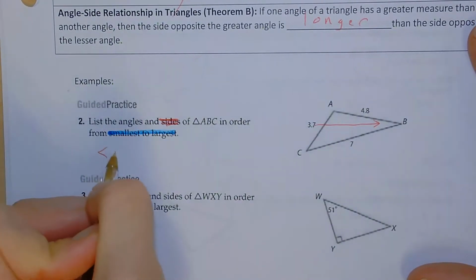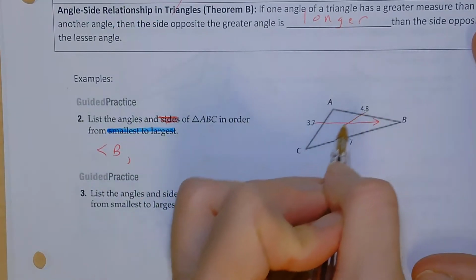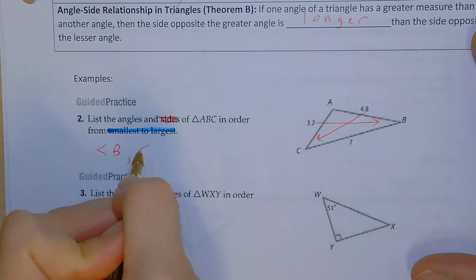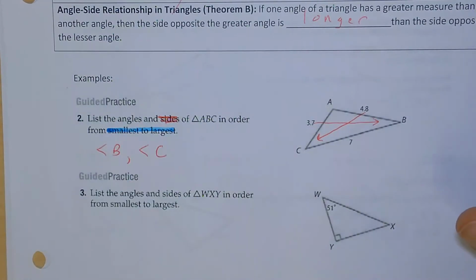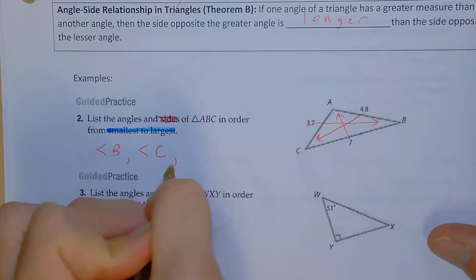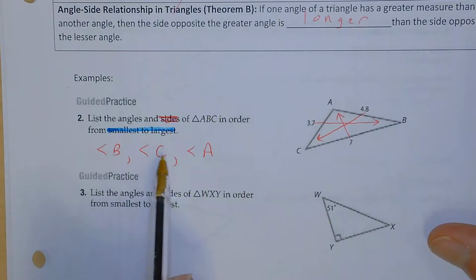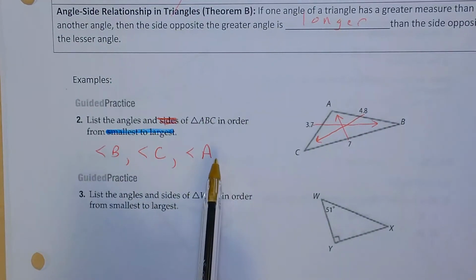Across from that, or opposite, will be the smallest angle. So I'm going to say angle B, comma, find the next biggest side. So the next biggest side is 4.8. Go opposite from that. Angle C is the next biggest angle. And then the largest side is 7, so you go opposite that. The largest angle will be A. So smallest to largest goes angle B, C, A. Very easy. You're just using the sides to help you get the angles.